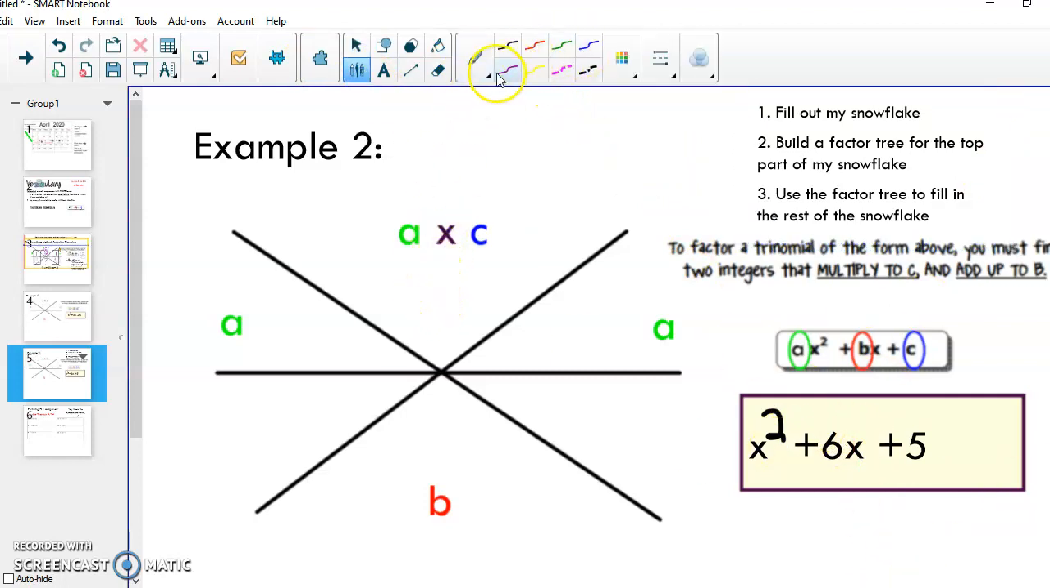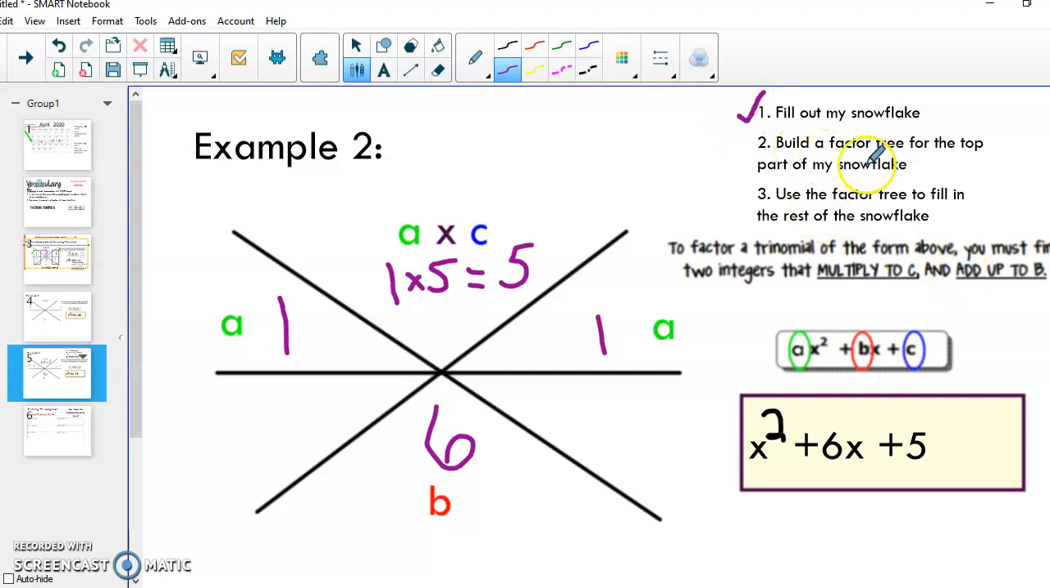So I know my problem is x squared plus 6x plus 5, so my a is 1. My b is a 6. And my c is a 5, so 1 times 5 is going to give me 5 in the top of my snowflake. Step 2 tells us to build out, so I've done step 1, I can go ahead and check that off.